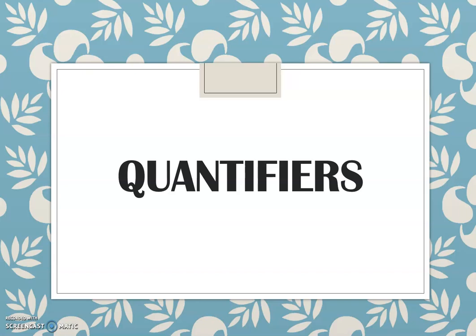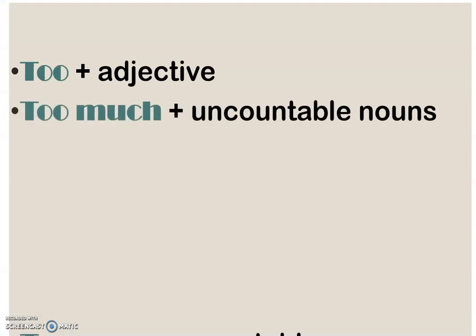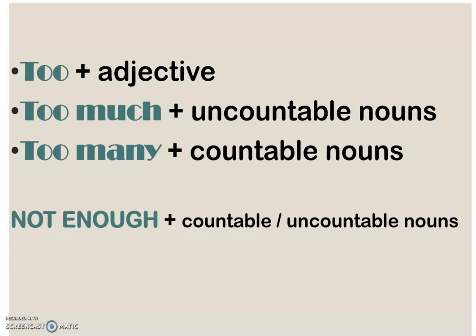Today we are going to continue with our easy lesson, the one that we started last class. Last class we talked about quantifiers, and today we're going to see different forms of quantifiers such as too many, too much, and not enough. And we're going to see how we are going to use them with some examples, of course.